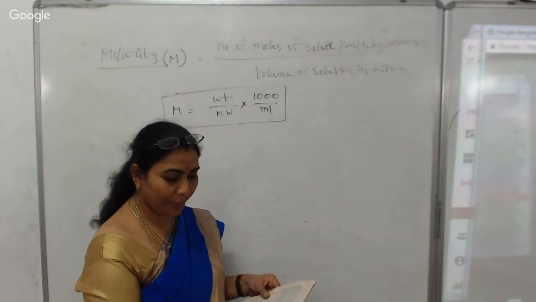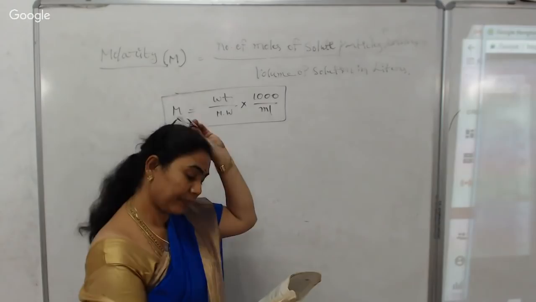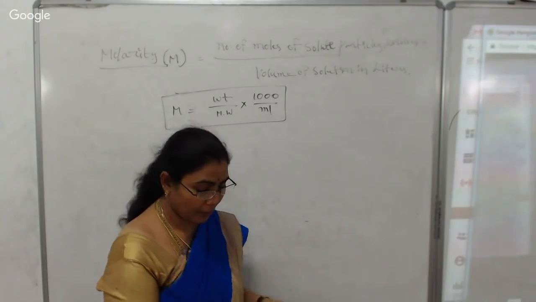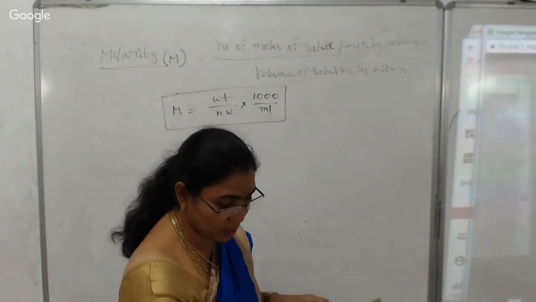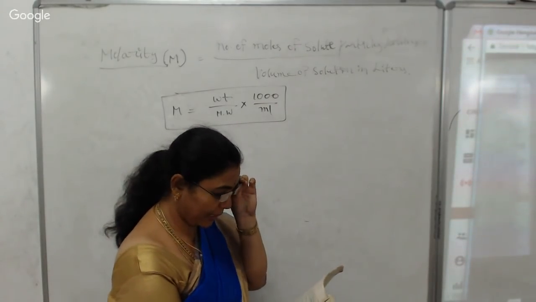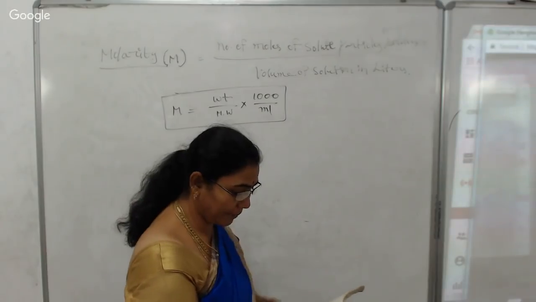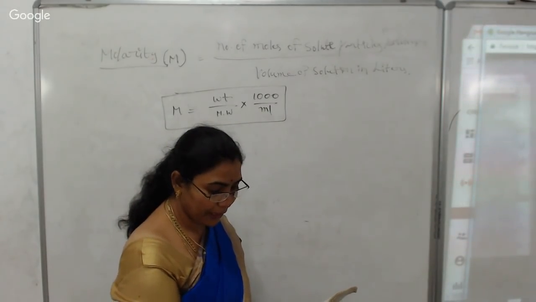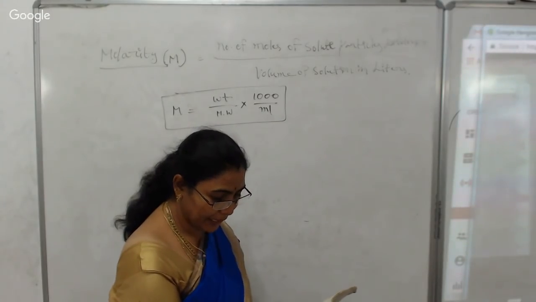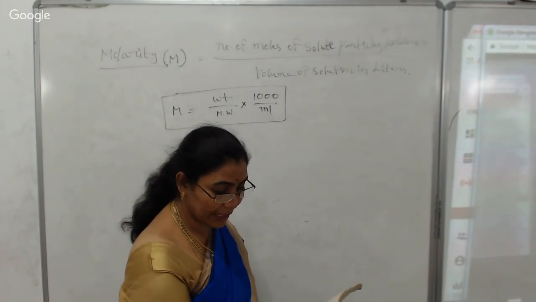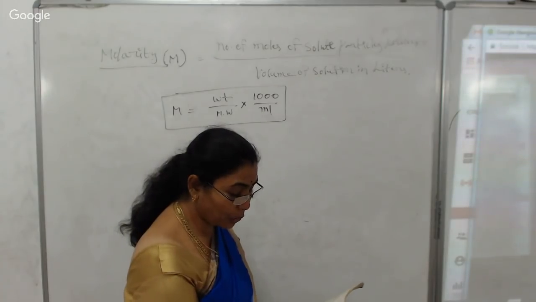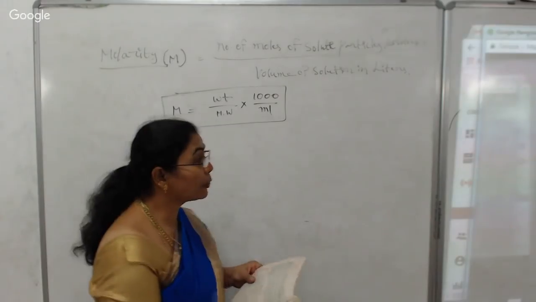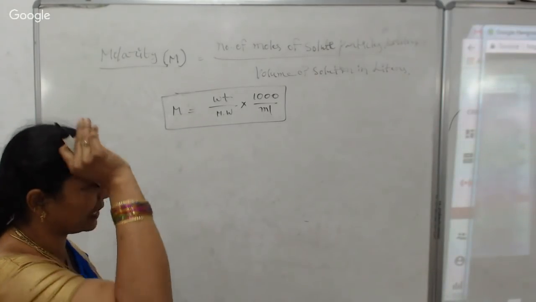Now all of you see page number 23. Problem 1.11, children. First one, page number 23. What is the concentration of sugar in moles per liter if 20 grams are dissolved in enough water to make the final volume up to 2 liters? Here it is not given in milliliters.